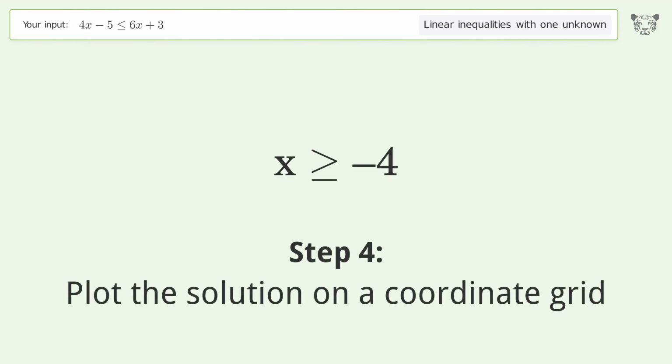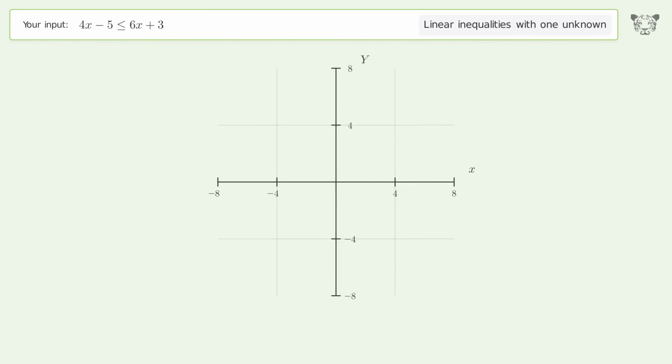Plot the solution on a coordinate grid. And so the final result is x equal or greater than -4.